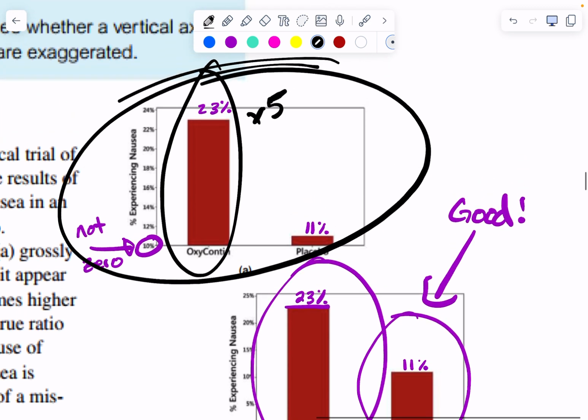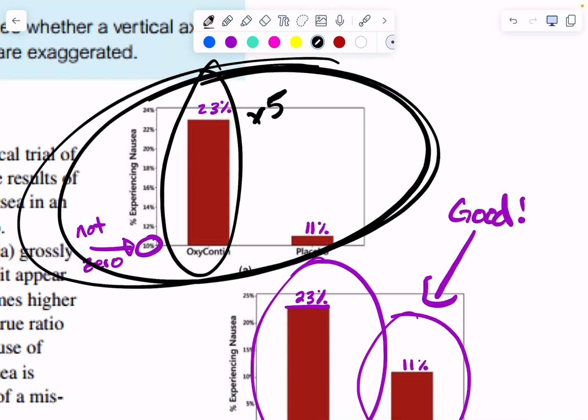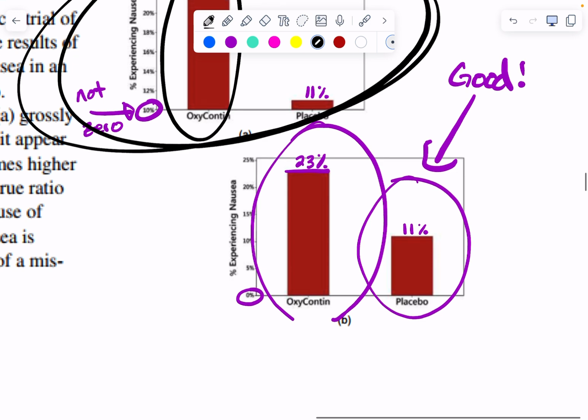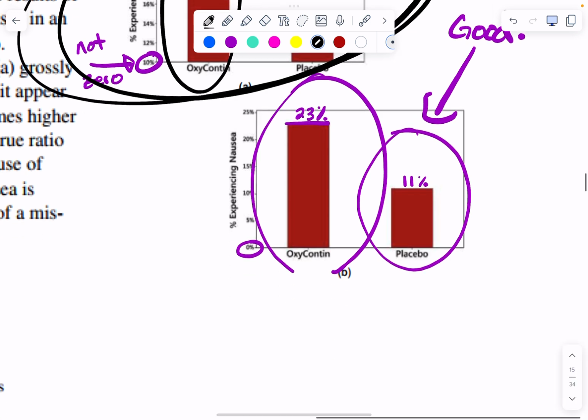When you're starting at non-zero, it's basically like we've zoomed this thing in, right? But we've lopped off part of the bar right here. We did not start at 0, and that's bad because it has misleading information. Here it looks like Oxycontin is 5 times or 10 times what placebo is, when actually it's only double, a little bit more than double. So when you're dealing with a bar chart or anything like that, you want to make sure you're starting at a value on the vertical axis of 0.